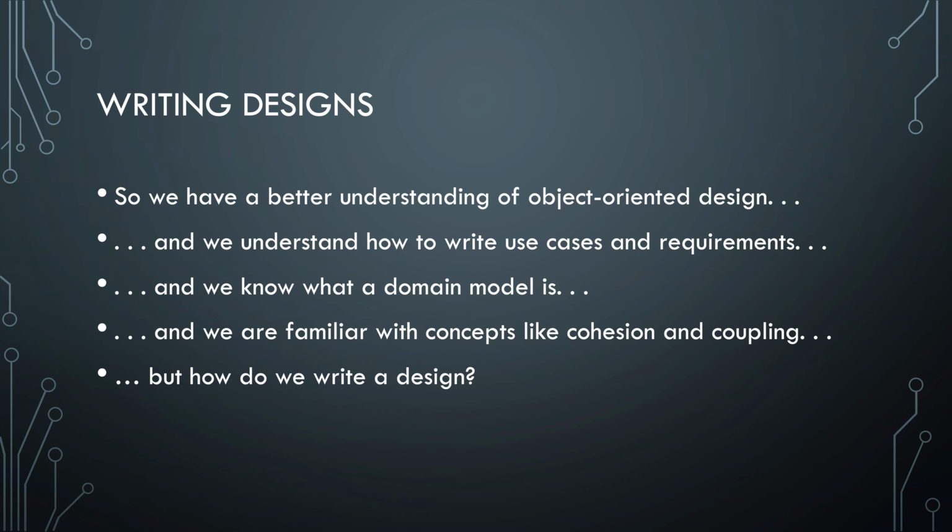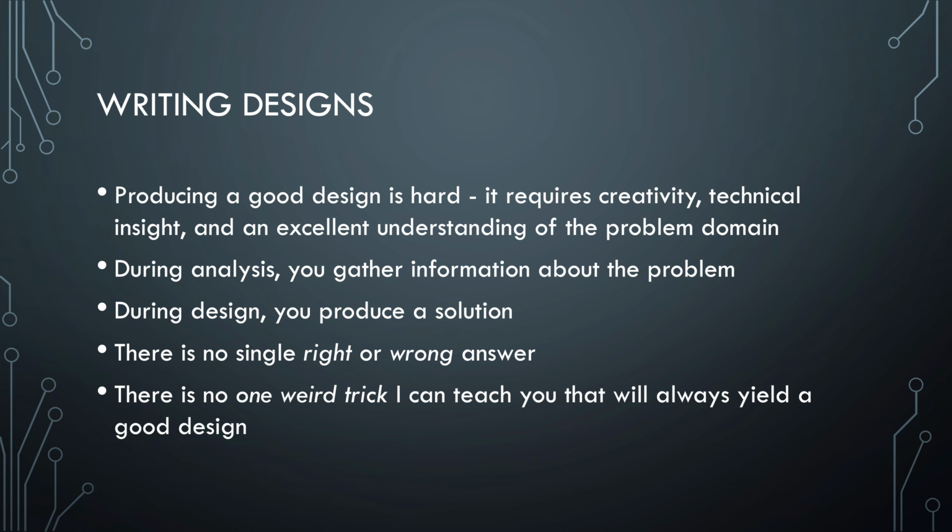Given all that we've seen so far, how do we actually write a design then? Writing a good software design requires an excellent understanding of the problem domain. During analysis, you collect as much information as possible, and during design, you're supposed to come up with a solution. As we've already seen, there's not a single answer that is right or wrong. There also is no single trick that I can teach you that always yields a good design.